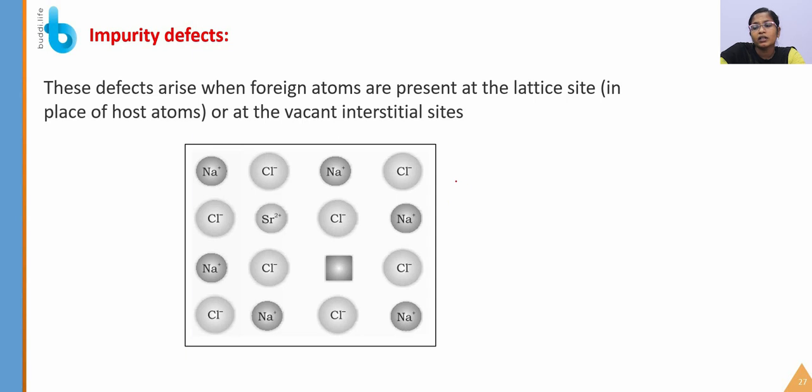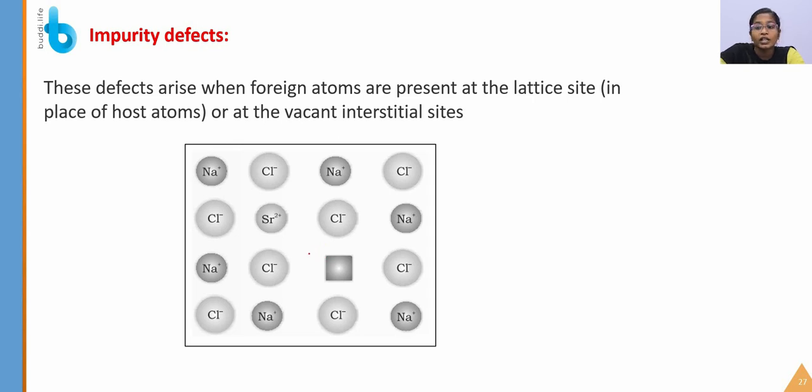So in this case, let me consider NaCl. So Na+ and Cl- ions are going to be arranged in a regular pattern. So some of the Na+ ions are going to be vacant. Okay, so to balance this, what will happen? Some strontium ions are going to occupy that crystal lattice. So this strontium ion is going to occupy the position of the sodium ion at one position, okay, and then the other position will be left vacant, okay.